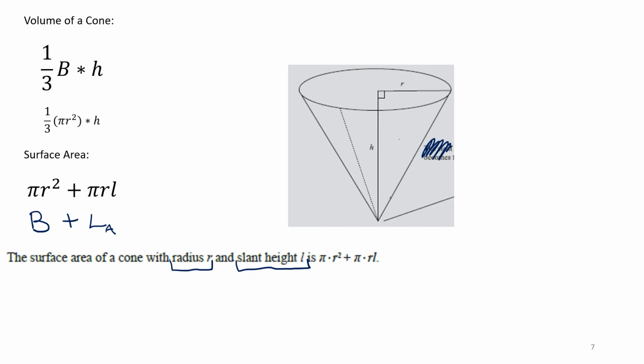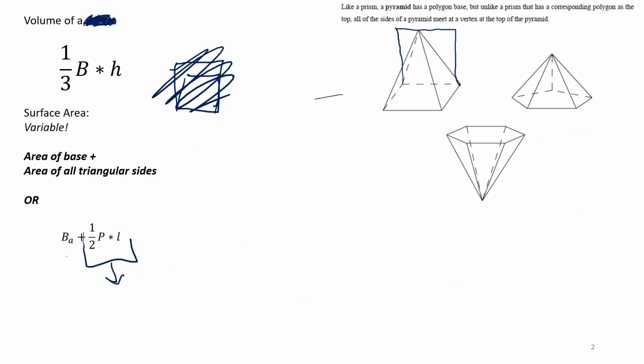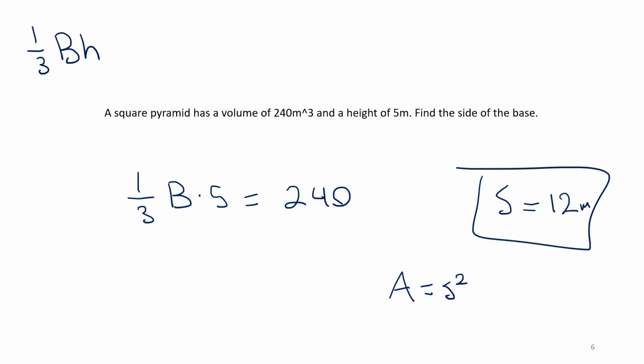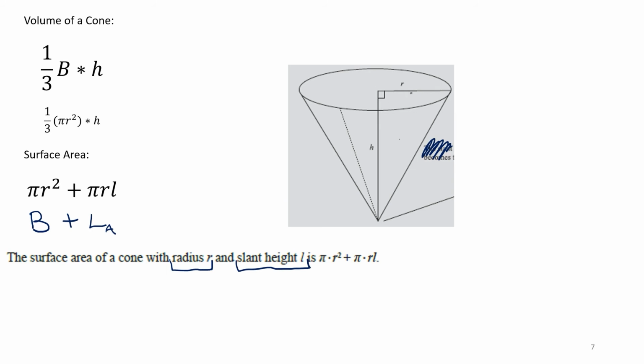Sometimes you will have to solve for the slant height. It is the same process as this one, where you use the Pythagorean theorem from the height and, in this case, the radius would be the perfect thing. See that square angle right there?